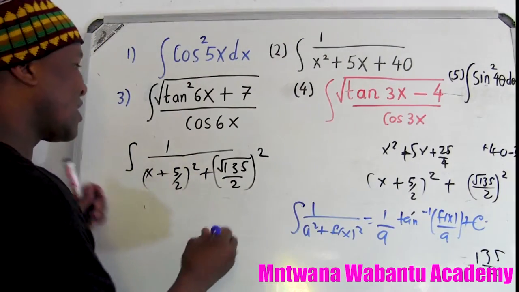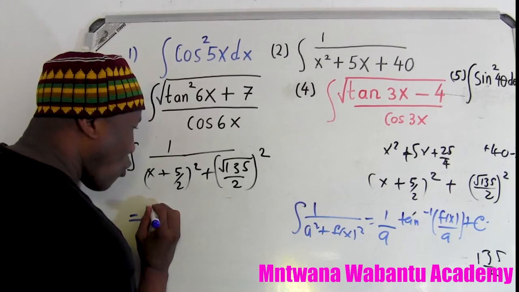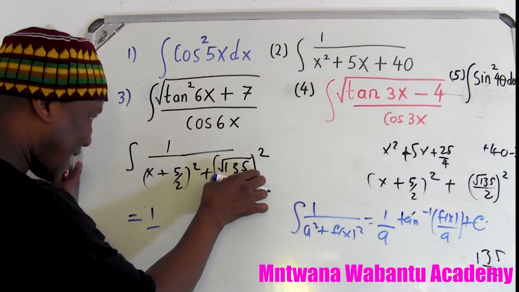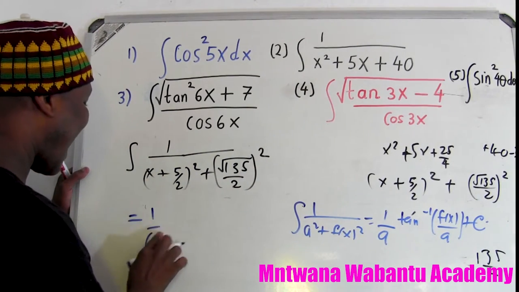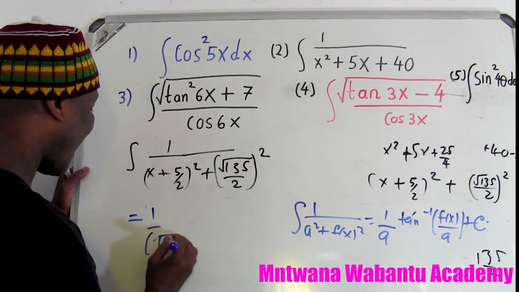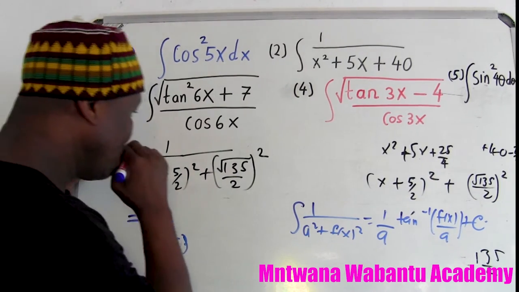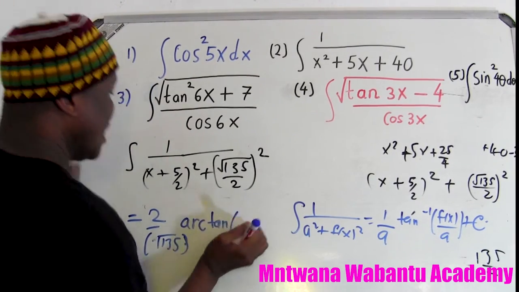So now we're going to do the same thing: this is equal to 1 over a. What is a? This looks like that, so a equals that number here with no square. Because we divide by the square root of 135 over 2, the 2 is going to go to the top, so 2 times 1 equals 2. So we say tan inverse, arctan, of 2.